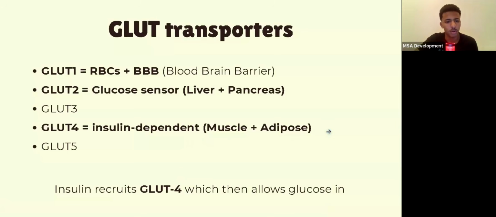And then we have GLUT5. Don't worry about GLUT5. So if a question asks you which of the following tissues are insulin dependent, or absorb glucose when insulin is present, and they give you liver, pancreas, RBCs, the brain, muscle, what's the answer going to be? The answer is going to be muscle, because the others are not insulin dependent, they're insulin independent. The only one which is insulin dependent from these options is the muscle, also adipose tissue.